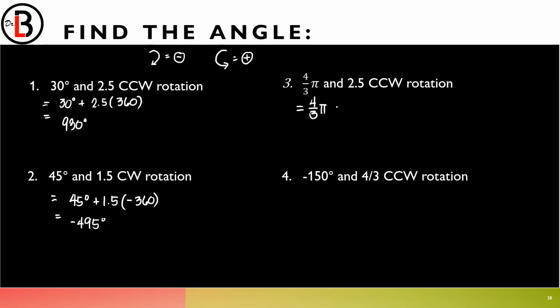4/3 pi counterclockwise. So that should be positive 2.5 of 2 pi. So 5. So is it 19 pi over 3?